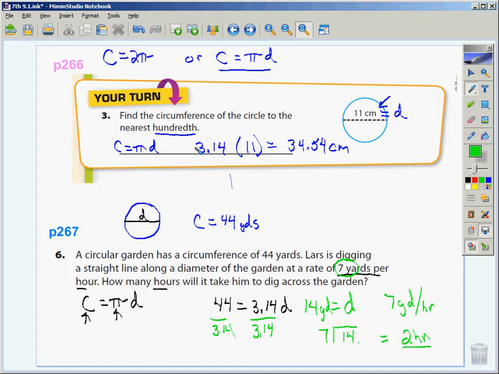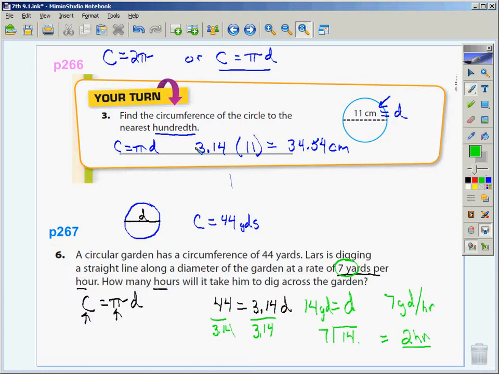What can I put in place of C? What did they tell me it was? 44 yards. The only other thing that I know for sure is the value of pi. What's the value of pi? 3.14. 44 equals 3.14 times d. D is being multiplied by 3.14. What's the opposite of multiplication? Division. Which is why I divided both sides by 3.14. When I did this division, the 44 divided by 3.14, it gave me 14 yards.